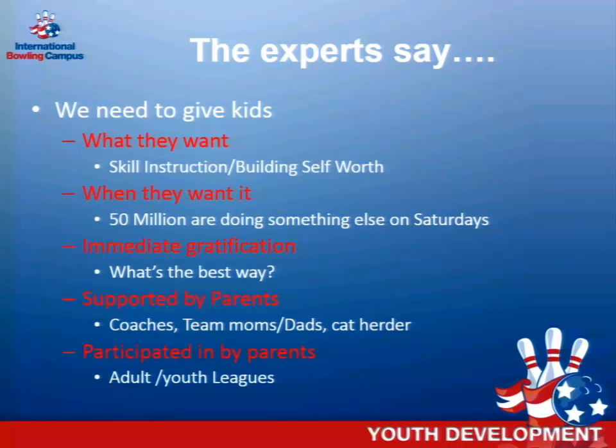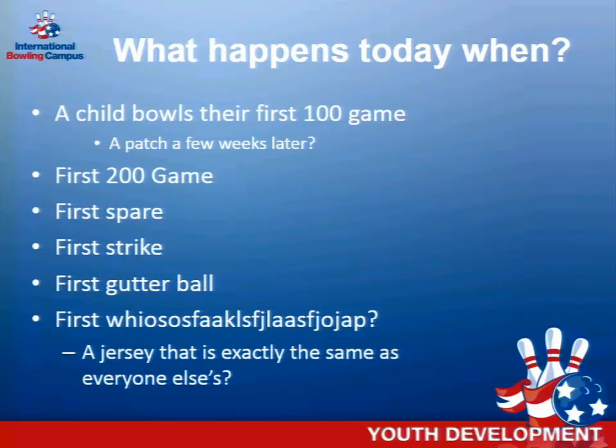And again, I just covered supported by parents, participated. Ask yourself what happens today when a kid bowls his first 100 game, first 50, 75. Something as simple as maybe making the 10-pin for the first time, which is more difficult for me today than it was for a long period of time. But those are things that are impactful for a child. I mean, they really are. And we are talking about children.